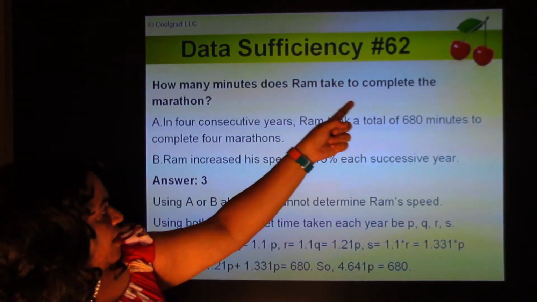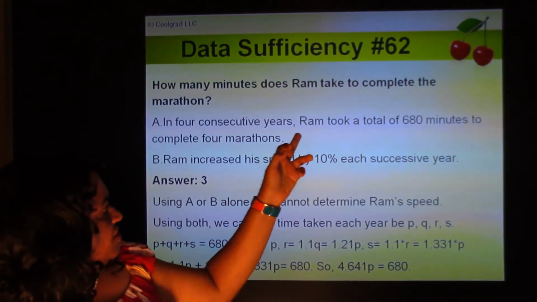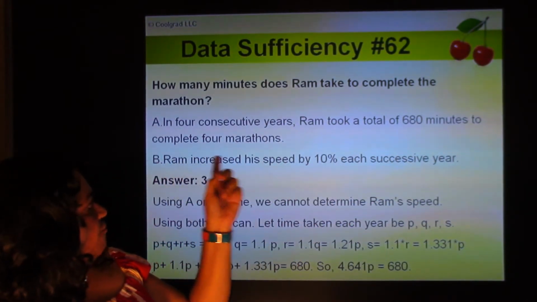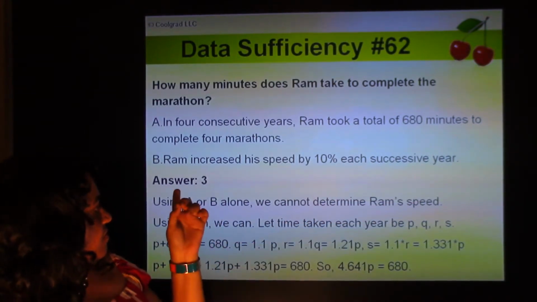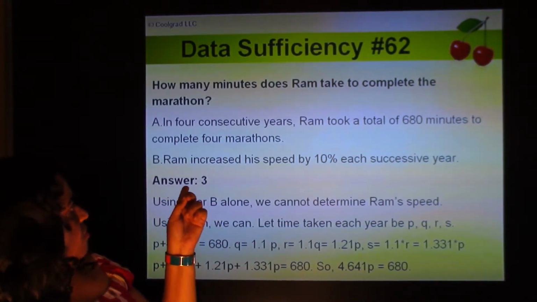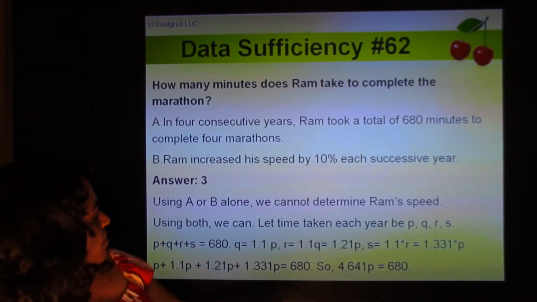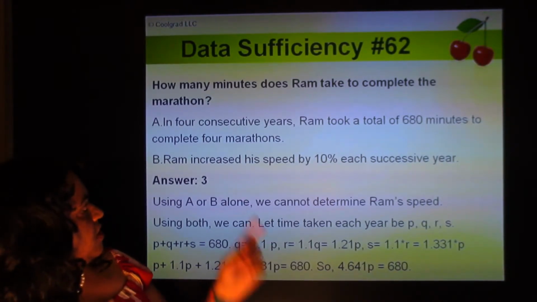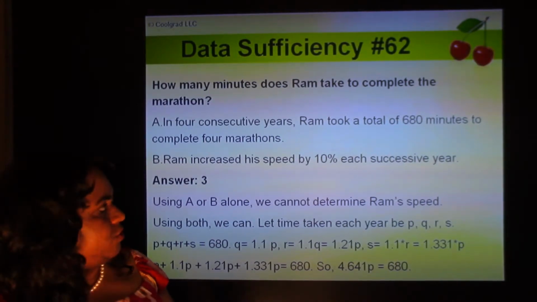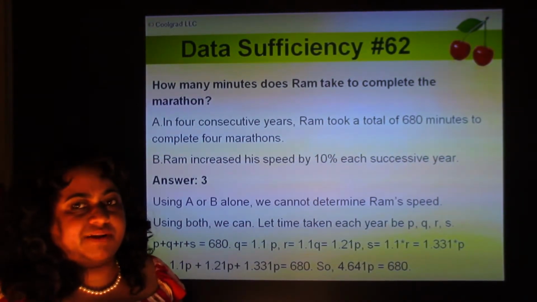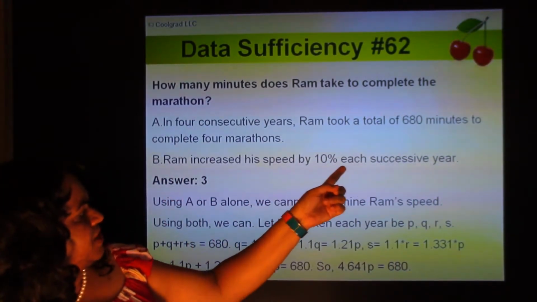62. How many minutes does Ram take to complete the marathon? Statement A: In 4 consecutive years, Ram took a total of 680 minutes to complete 4 marathons. Statement B: Ram increased his speed by 10% each successive year. Using statement A alone, we cannot determine Ram's speed. He took a total of 680 minutes to complete 4 marathons, so we don't know how much time he took each year. For all you know, he might have run really slow one year. And using statement B alone, he increased his speed by 10% each successive year.